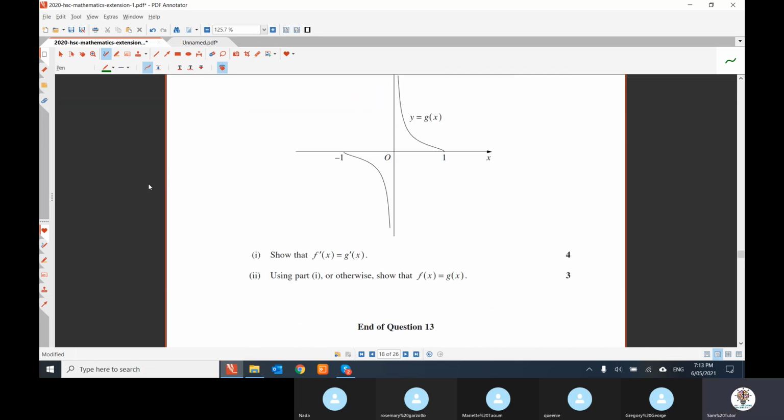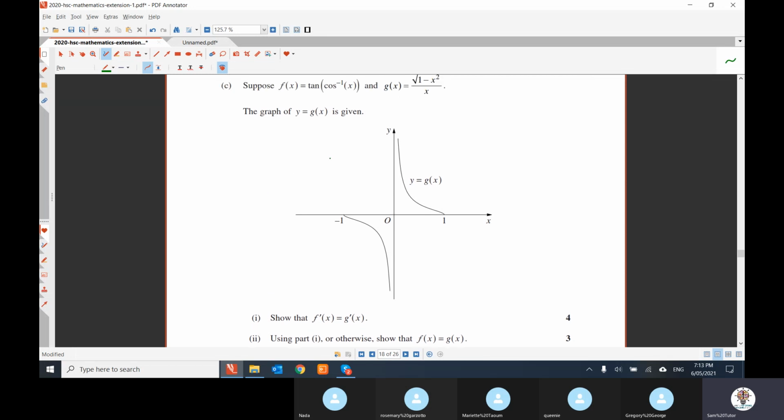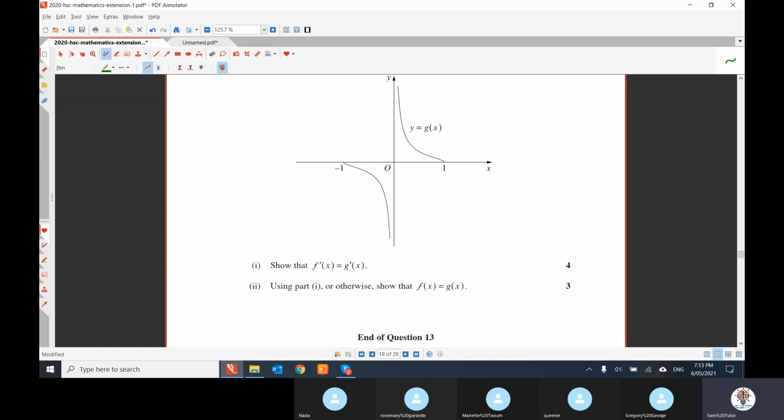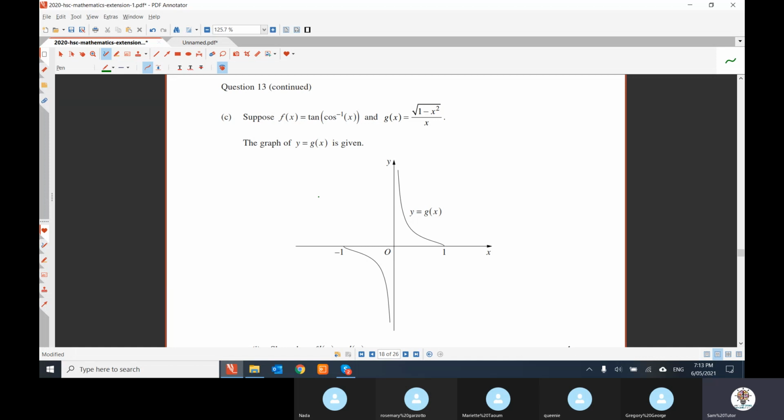Using part I or otherwise, show that f of x is the same as g of x. Okay, well, if their derivatives are the same, the graphs are the same. That's what it's trying to say. Show that f of x equals g of x. Well, if their derivatives are the same, when I integrate them, no, I can't exactly say that, right?